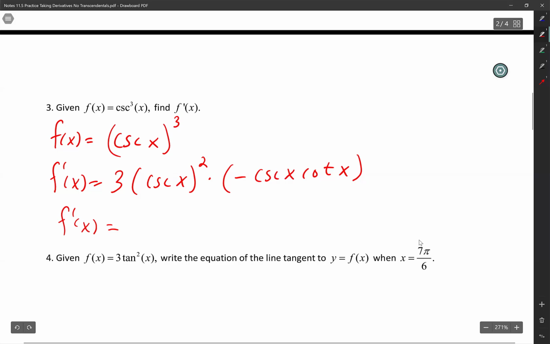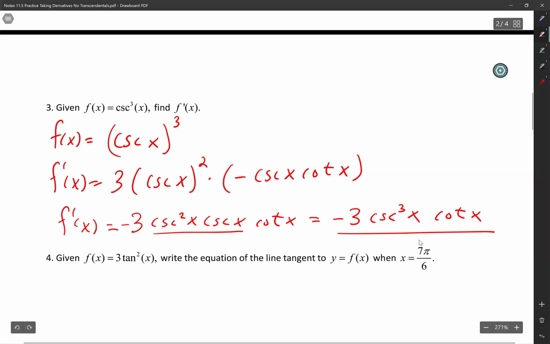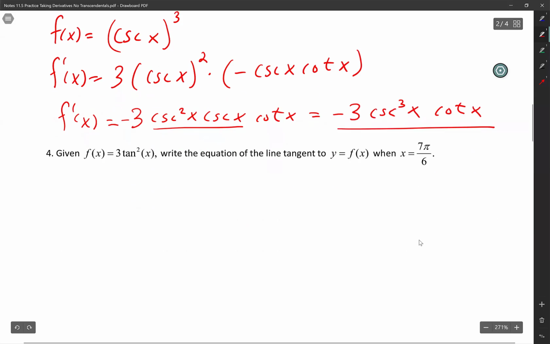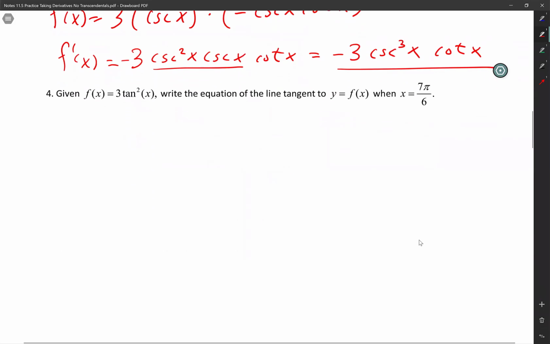This we can simplify. 3 cosecant squared x, there's a negative here in the front, cosecant x cotangent x. We can simplify it even more. These two are being multiplied: negative 3 cosecant cubed x cotangent x. There it is, guys. All right, this one is going to require some pre-cal, and it's not even extreme pre-cal.